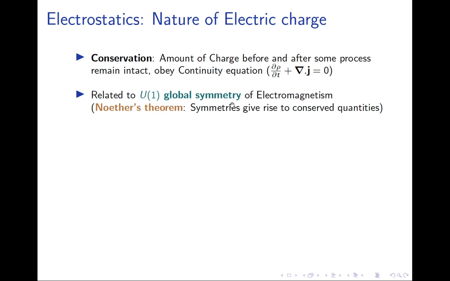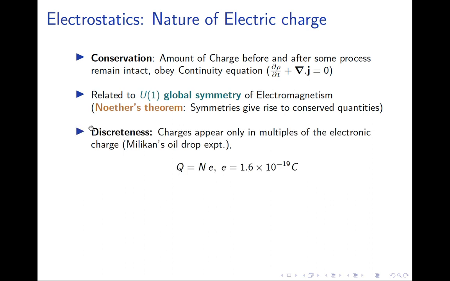It is due to something which is known as U(1) global symmetry. Okay, if somebody is taking an advanced upper division course in electrodynamics, he or she will learn about this U(1) symmetry, and that leads to the existence of conserved charges. So it is not a fluke that we have conserved charges. There is a deep reason why we have that.